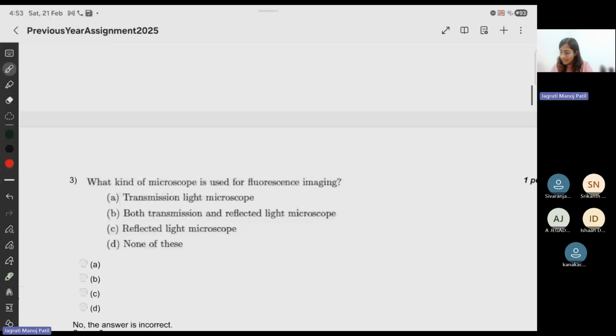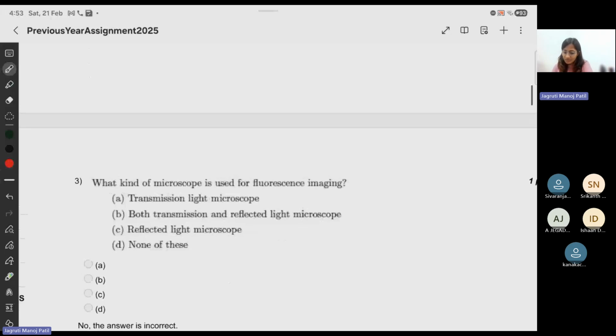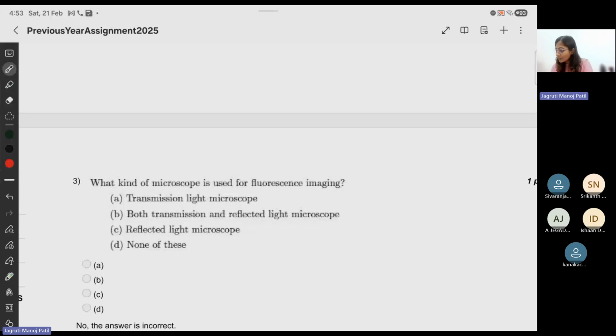Okay. What kind of microscope is used for fluorescence imaging? I'll give you one hint: how fluorescence imaging works is that you give some energy so that you excite something in your specimen, and it will emit light at a particular wavelength so that your objective aperture will capture it. So in this case, which kind of microscope do you need? Do you need a transmission or both or a reflector? Both, transmission and reflector.